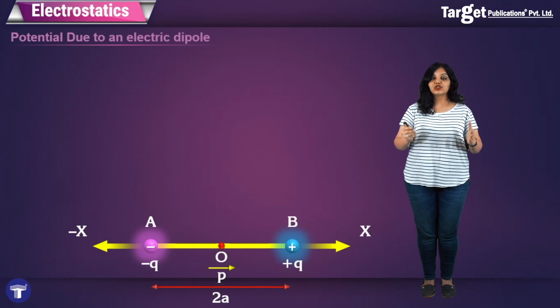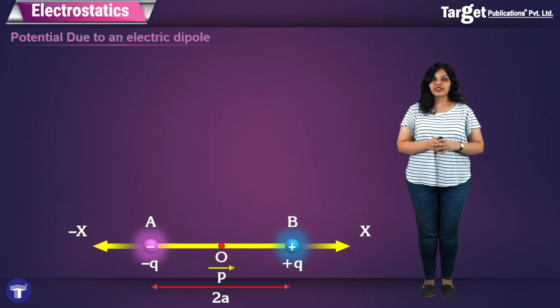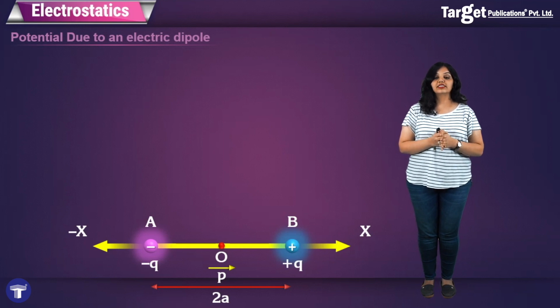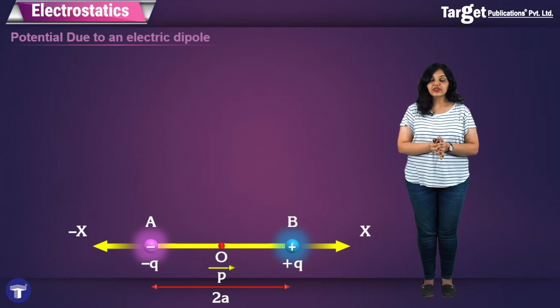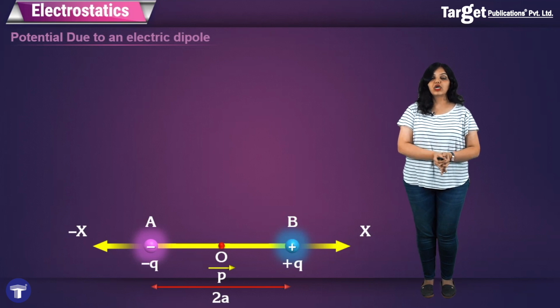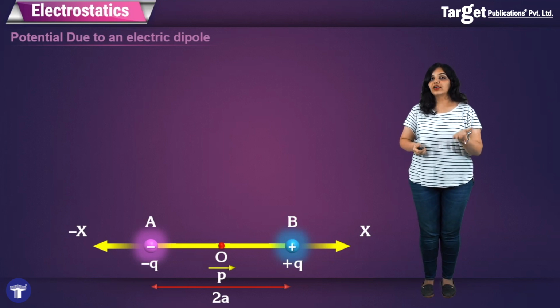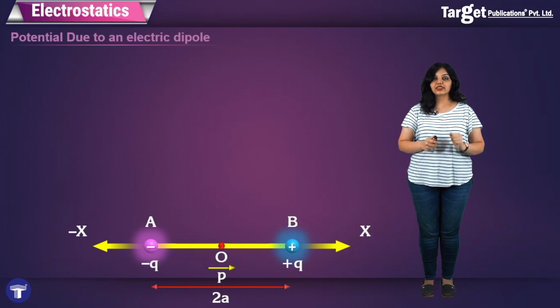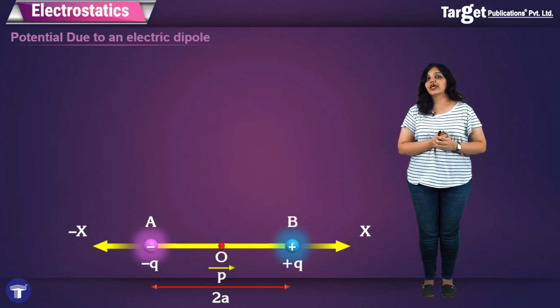Here we call that distance 2a, and O is the center of the dipole. The electric dipole is a vector that is pointed from the negative towards the positive charge. So what I want to do is find out the potential due to this electric dipole. At which point am I going to try to find the potential?